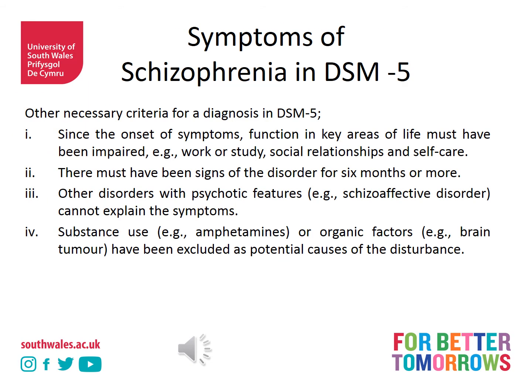There are several other criteria which need to be met for a diagnosis of schizophrenia. Since the onset of symptoms, function in key areas of life must have been impaired. There must have been signs of the disorder for 6 months or more. Other disorders with psychotic features must be ruled out, and so must the effects of drugs or other potential causes of the disorder, such as a brain tumour.